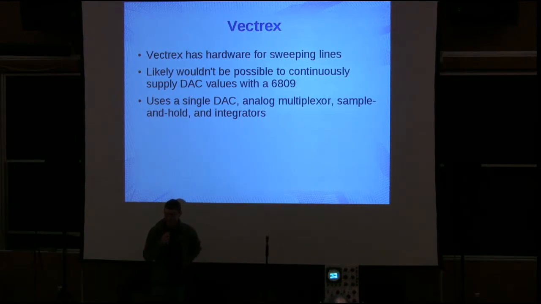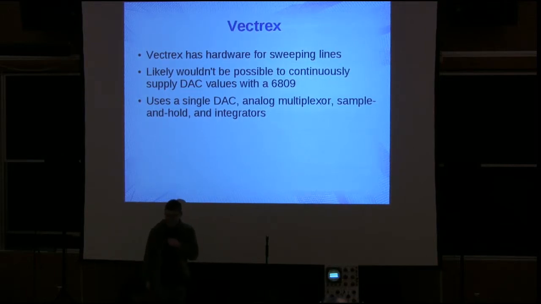The other sort of accessible hardware that you can get that has a vector display would be the Vectrex, since it was a home video game system. And basically, it has hardware that's designed for sweeping lines, and so you don't actually continuously supply values for your DACs. Instead, you basically end up setting a velocity for your X and Y directions, and then you tell it to sweep, and then wait for it to go ahead and draw the line.